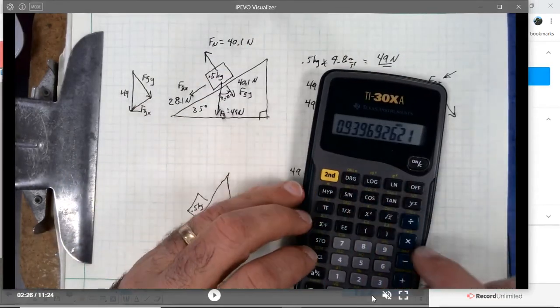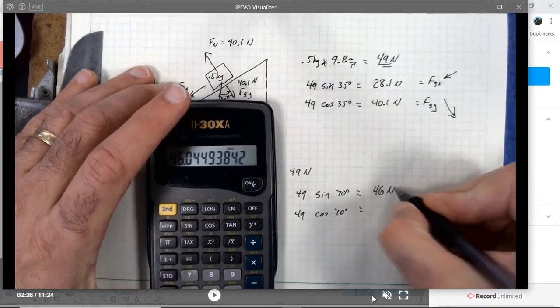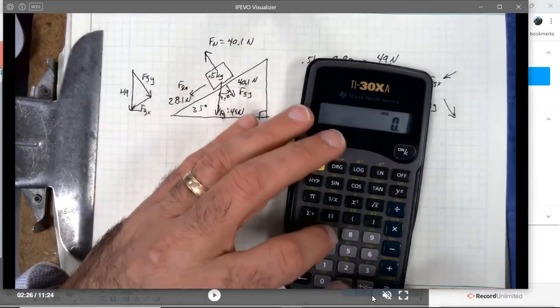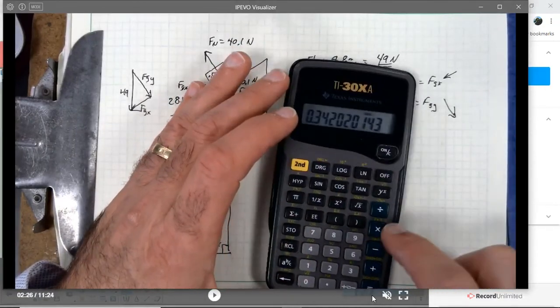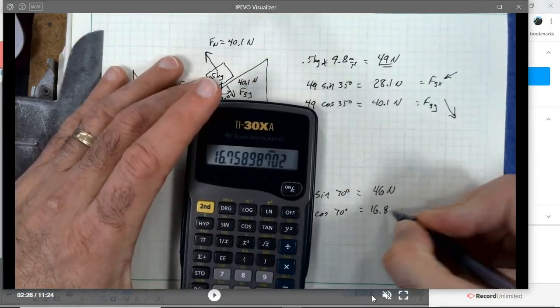70 sine times 49 equals 46 newtons. Oops, how about 70? There we go. Cosine times 49 equals 16.8 newtons.